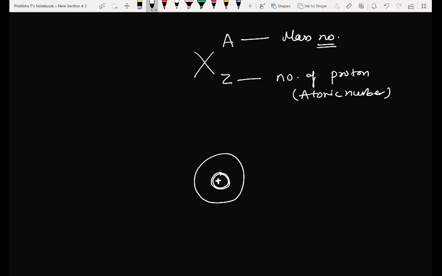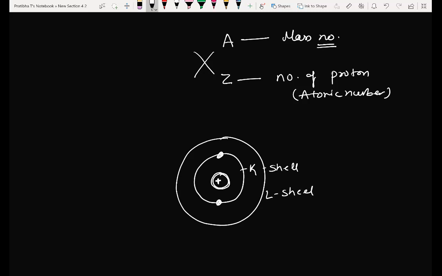The first orbit's name is the K shell, and it can contain only and only two electrons. It's like a one BHK where only two people can stay, right? Then after the K shell, there is the L shell. The maximum number of electrons that it accumulates is 8, right? And after that, there are M and N. They can also accumulate 8 and 8 electrons.